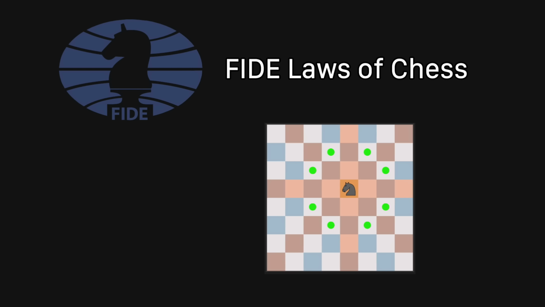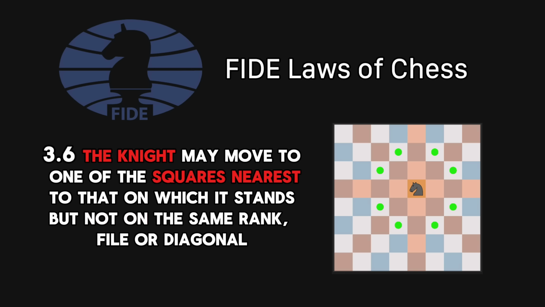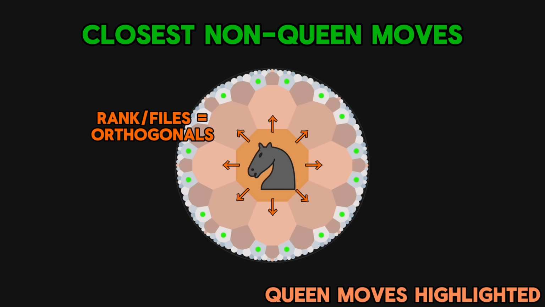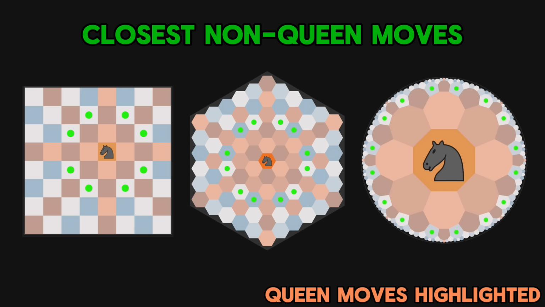Apparently the chess rules don't say the knight moves in an L. The knight moves to the nearest squares which aren't on the same rank, file, or diagonal. Essentially, it makes the closest non-queen moves. This does mean an L on the regular chessboard, but not here. Rank and files of course being analogous to our orthogonals. This definition holds for hex chess as well.